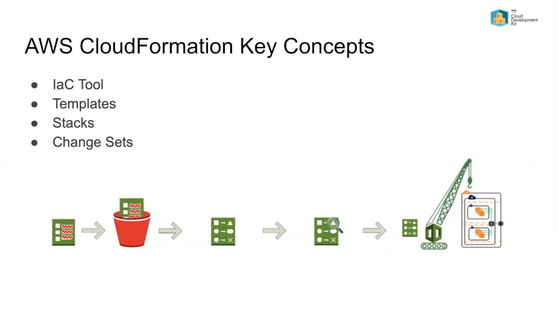The first step would be changing your template file, your YAML or JSON template file, and then saving it in an S3 bucket or even locally, and then submitting this template to CloudFormation, and it will give you these change sets, so you can review the changes before applying. If you are happy with these changes, you can apply them, and CloudFormation will deploy all these changes that you already made.